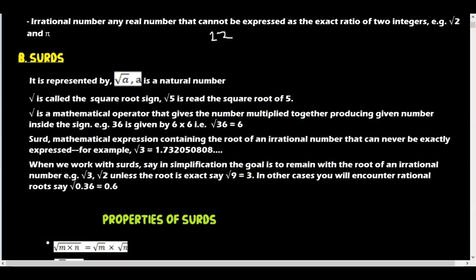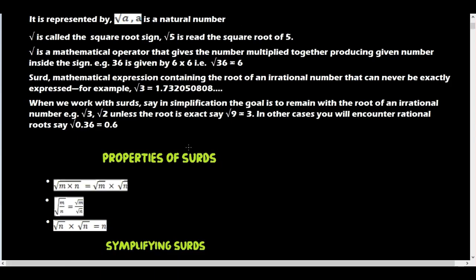Then we move forward to surds. Surds are represented by the square root sign, and here's how you read it. For example, if we have 5 there, you read it as the square root of 5. What does the square root sign mean? It's just a mathematical operator that gives you the number that you multiply together to get the number under the sign. What am I saying? If we have the square root of 36, the answer will be 6. How? In order to get 36, you have to multiply 6 by 6. That's what the sign means.